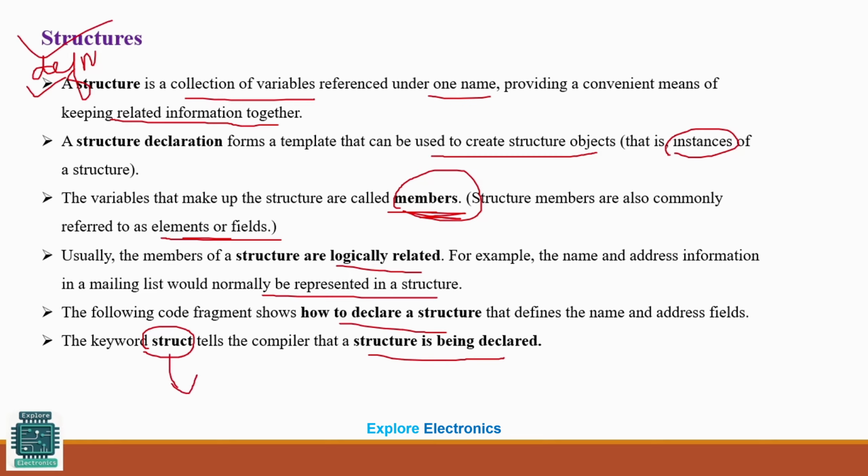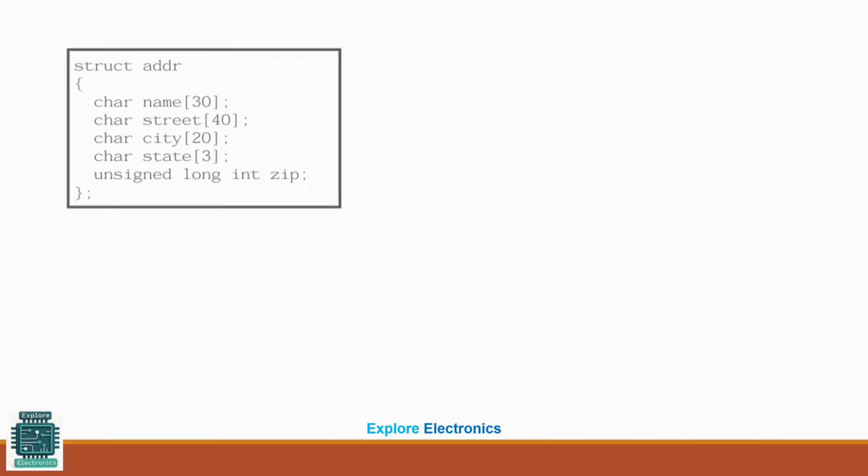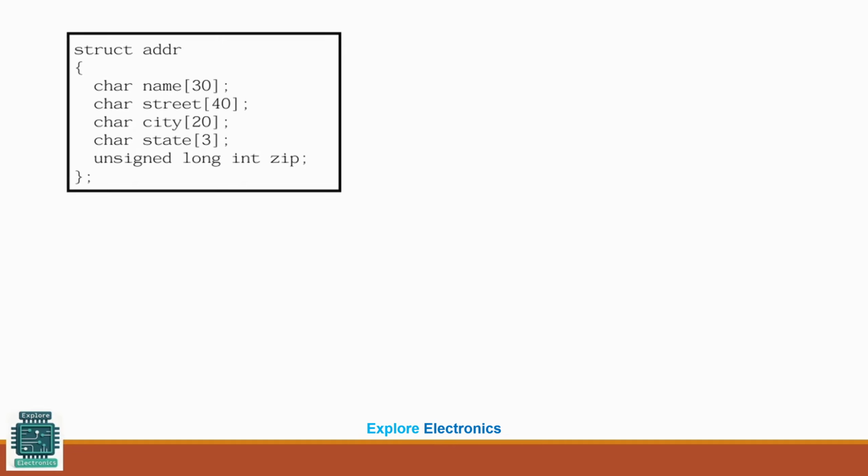Now, this is the theory part. Now, let us understand with programming, means how we will declare a structure. This is the structure declaration syntax, or an example we can say. Here struct is a keyword, I will mention it as KW, and ADDR is the structure tag. And here we have listed all the members under ADDR.